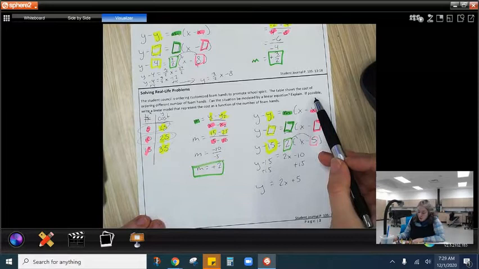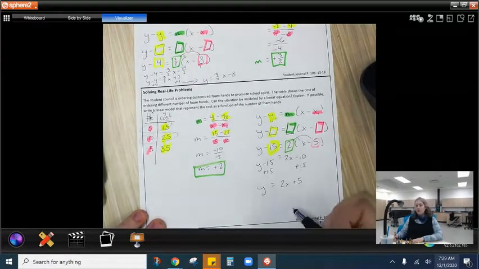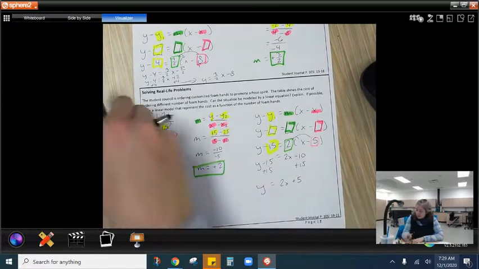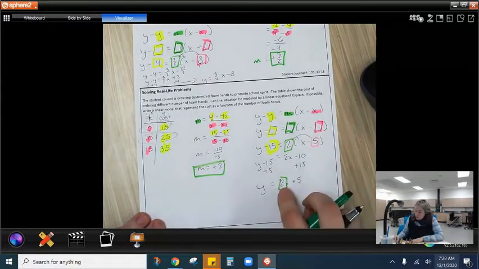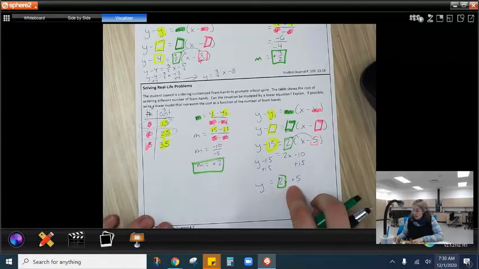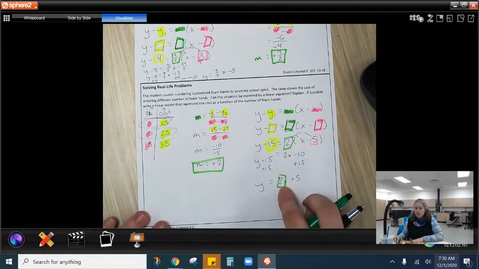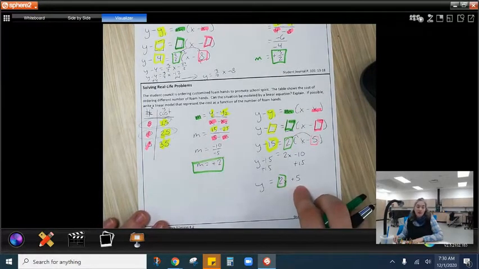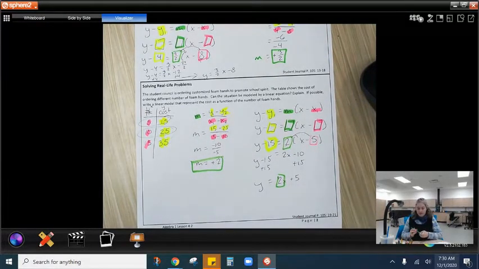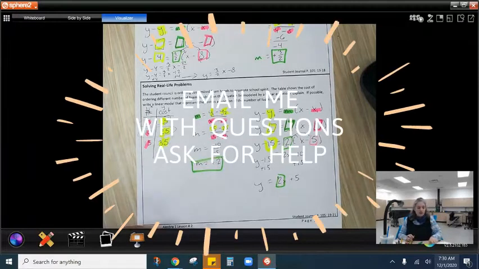So it says, if possible, write a linear model that represents the cost of the function for the number of foam hands. So another way of saying this is our slope right here, this 2. So every foam hand costs us $2. And there was like a $5 shipping fee. So even if we bought 0 foam hands, we had to pay $5. And that usually happens when we have shipping fees or things that are like that. Shipping fees are the ones that I can think of off the top of my head.